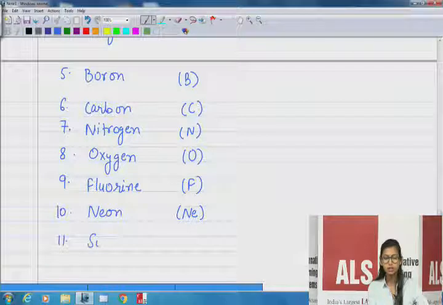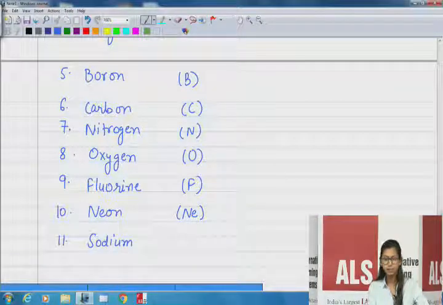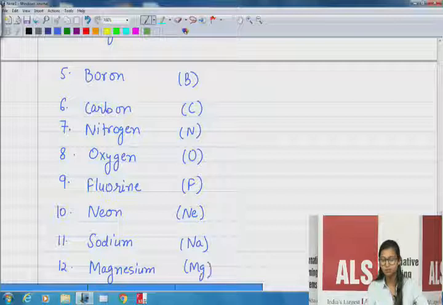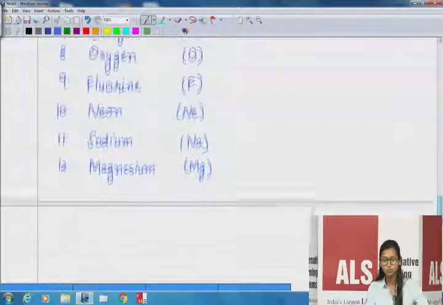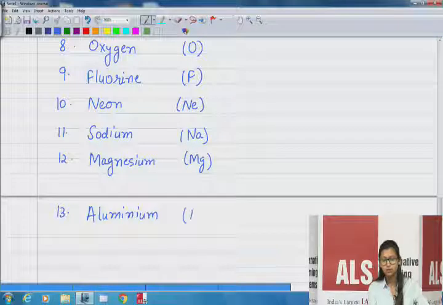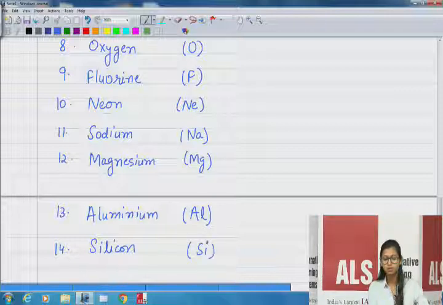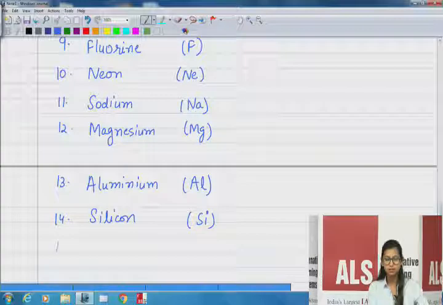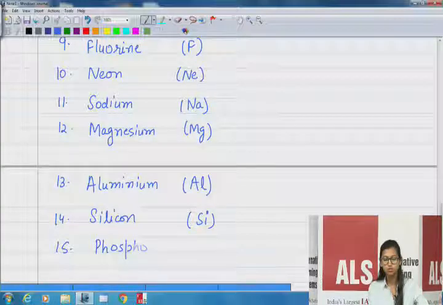Number 11, sodium. Although it's sodium, you know that the symbol is Na. Yes, good. Number 12, very nice. After sodium, we will be writing magnesium. Magnesium is Mg. Number 13, aluminium, it's Al. Number 14, silicon, Si. Yes, number 15 is phosphorus. Phosphorus is P.